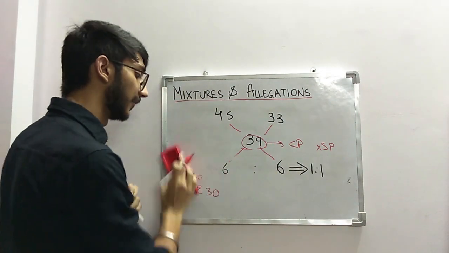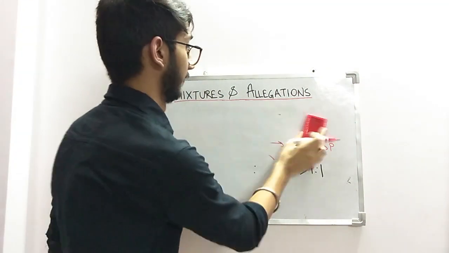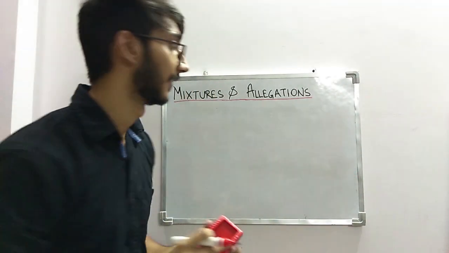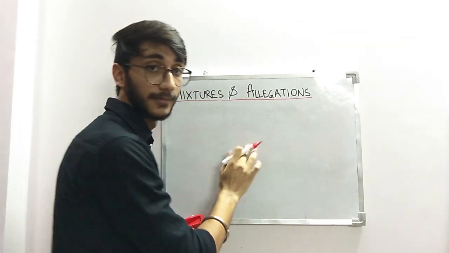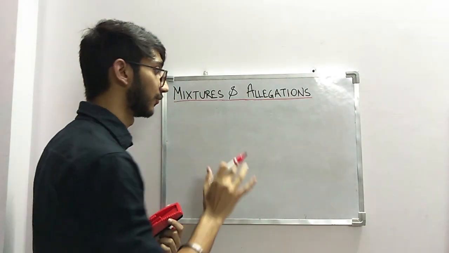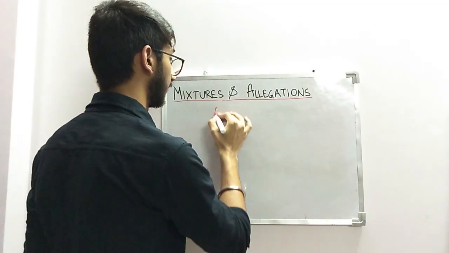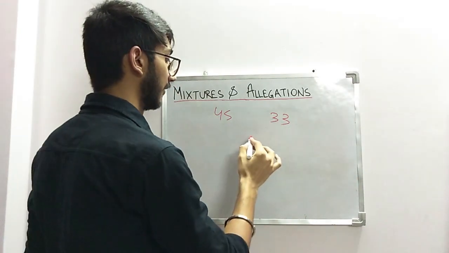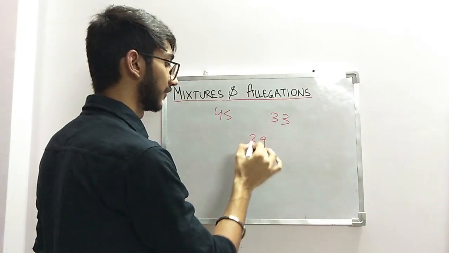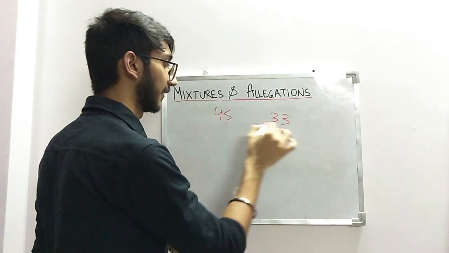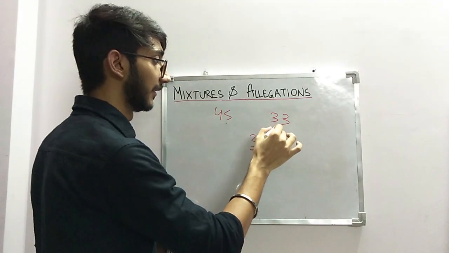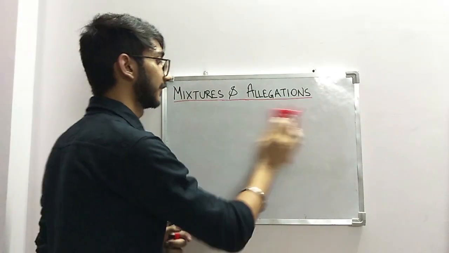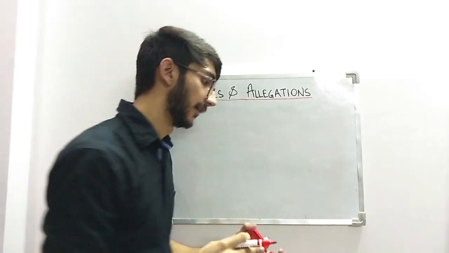So please always remember this thing, that we have to use this shortcut only and only with cost price, and the cost of the mixture has also to be in between 45 and 33. That is, we had 45 and 33 as the two types of mixtures, and the cost of the mixture should be 39. So this cost will always be between this and this. If this cost is less than this or more than this, then we won't be able to calculate it. So the data is inconsistent, the question is wrong, right?